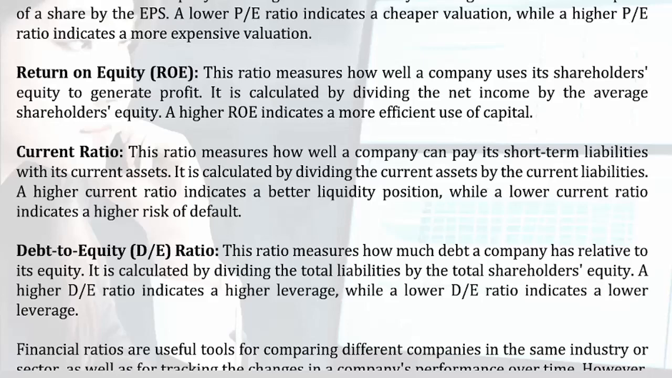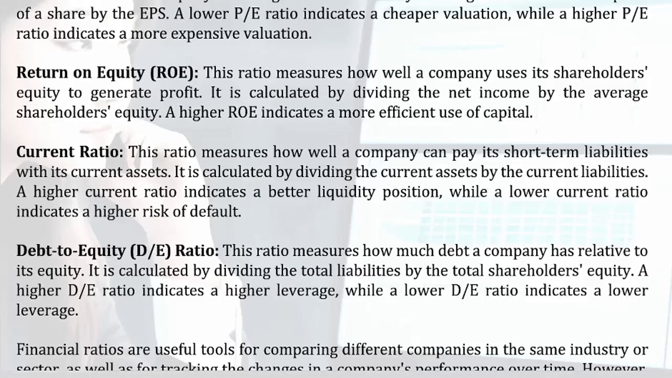Current ratio. This ratio measures how well a company can pay its short-term liabilities with its current assets. It is calculated by dividing the current assets by the current liabilities. A higher current ratio indicates a better liquidity position, while a lower current ratio indicates a higher risk of default.